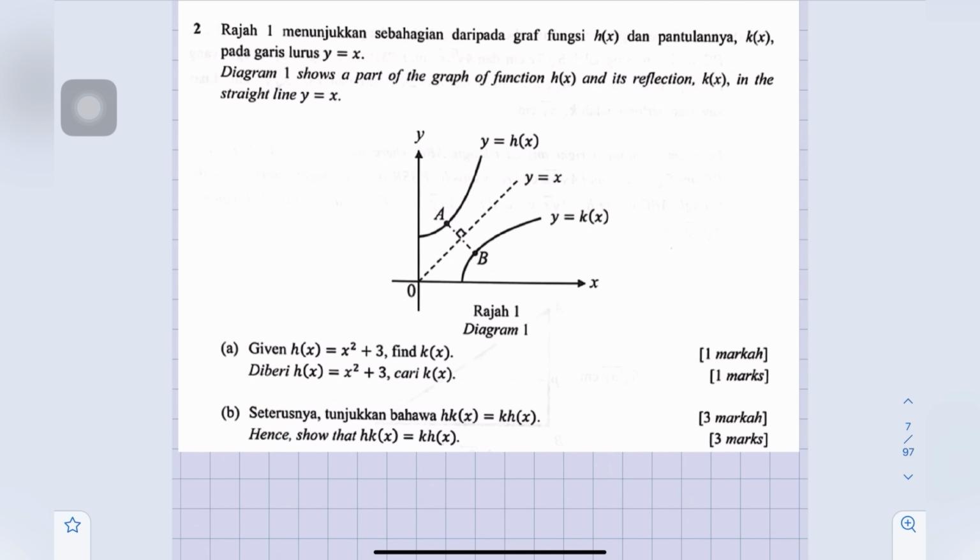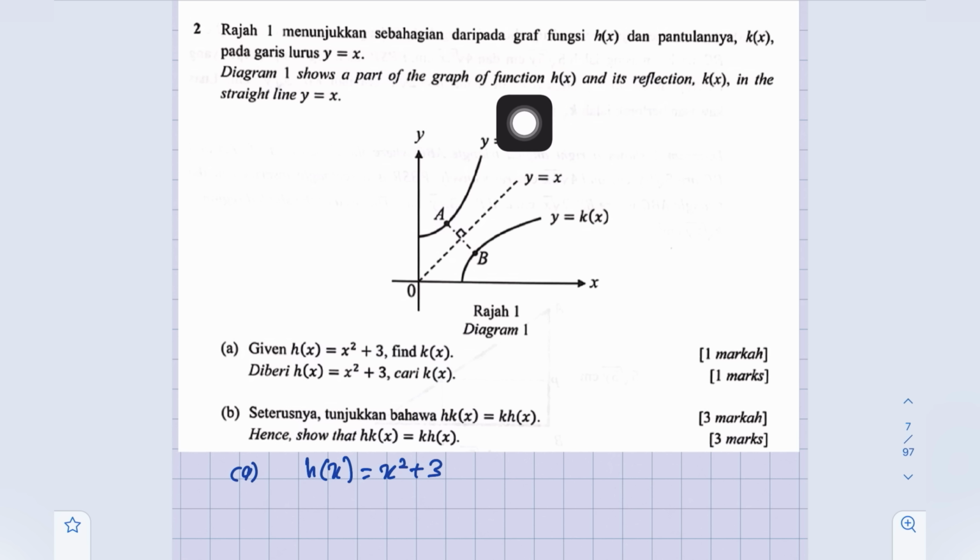Question number 2. Diagram 1 shows a part of the graph of function h(x) and its reflection k(x) in the straight line y equals x. A, given h(x) equals x squared plus 3, find k(x). Okay, so for this question, the prior knowledge you must know is that any function reflected about the straight line y equals x is the inverse of that function.